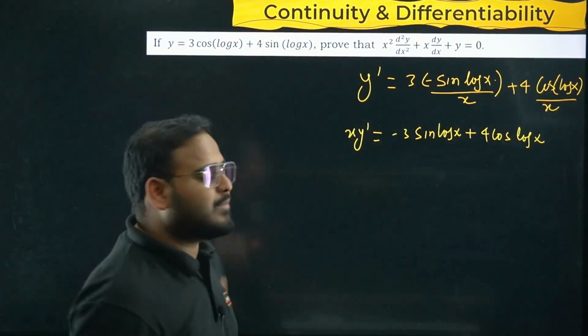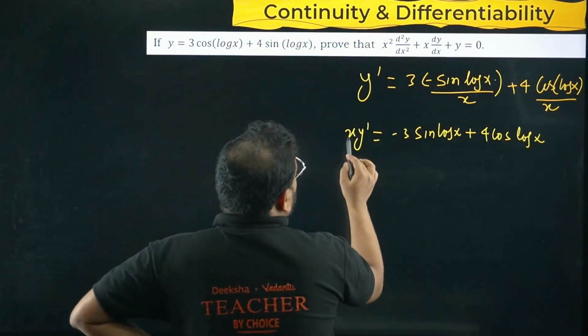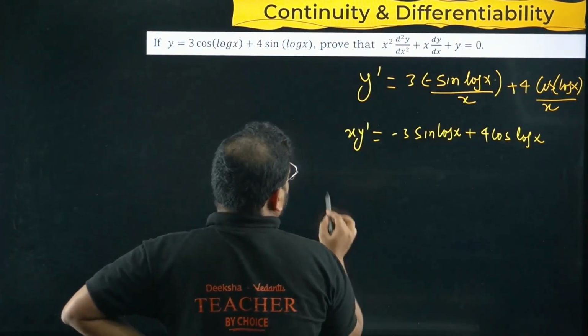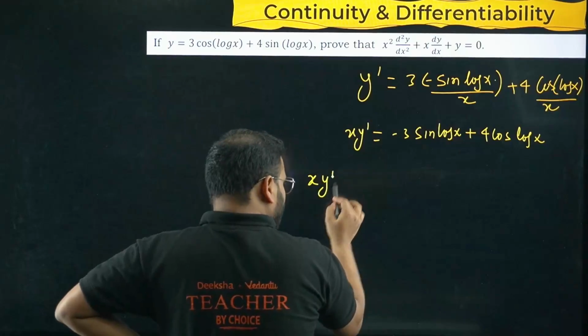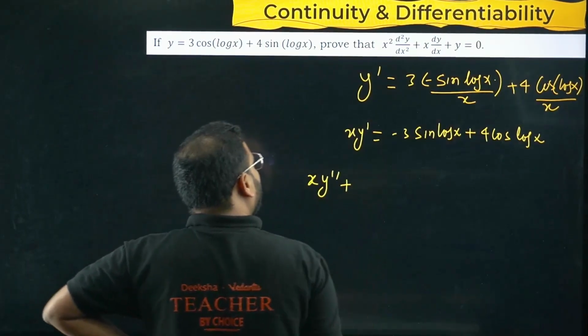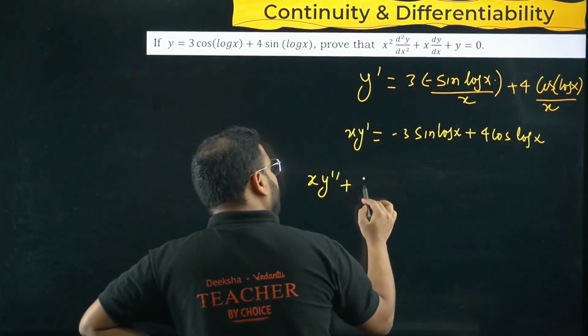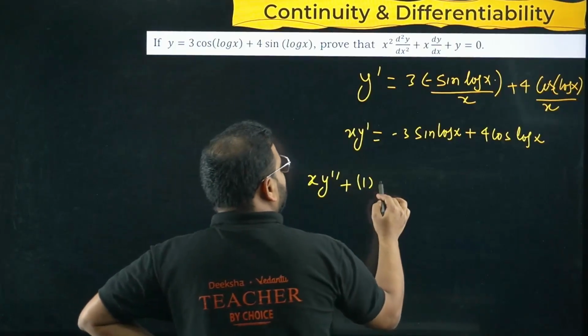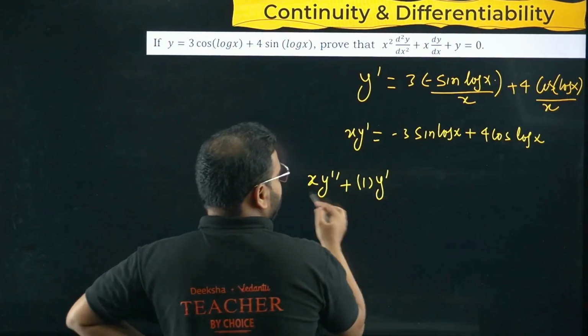Now we'll differentiate again. What we get now, if you differentiate, keep x as it is, differentiate y dash, you get here x times y double dash. Next, plus sign will come. Differentiate x now, you'll get here 1 and keep y dash as it is. This is the left hand side part.